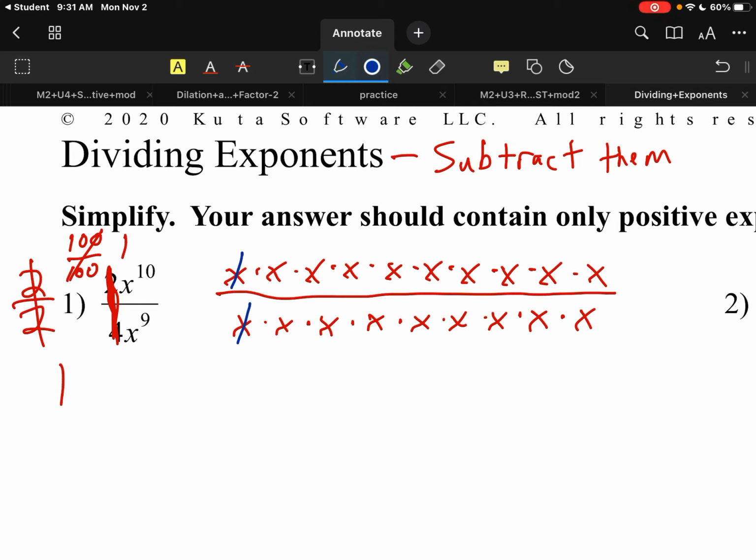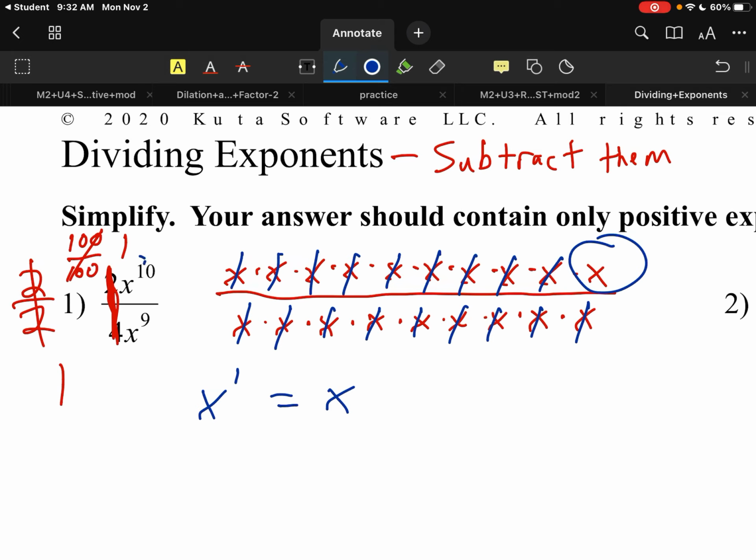An x and an x are gone. An x and an x. That's 4. There's 5, 6, 7, 8, 9. Okay? And then how many are left? Well, this one up top. So you have x to the first, or just x. So essentially, I'm taking 10, and I'm minusing 9, and I have 1 left. Right? That's why when I divide variables with exponents, I just subtract the exponents. Okay? It's a little, I won't call it a shortcut, but it's a good way to solve these things.